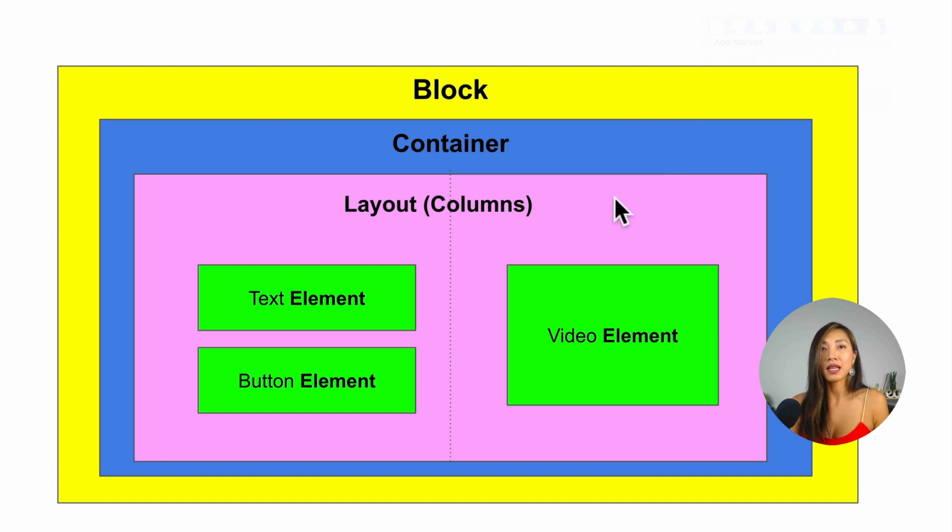Inside the container, columns, and you can choose between 1, 2, 3, 4, or 5 columns if you want to. Columns in Groovepages are referred to as layout. And then inside that layout or column, you have elements. And elements could be text elements, button elements, image elements, or video elements, which is in green. This is the layout and order of how it works in Groovepages.